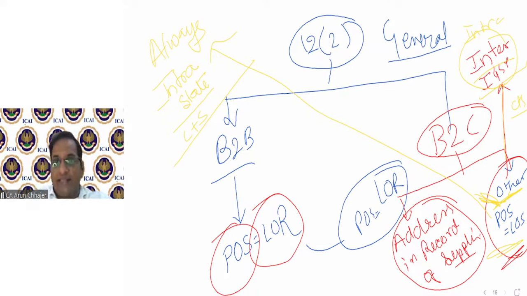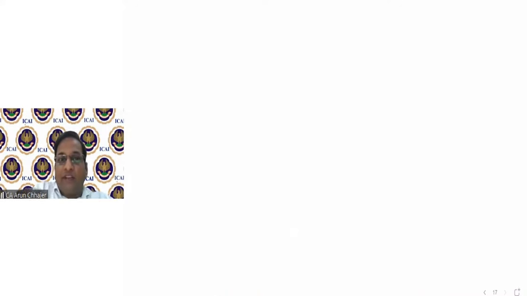The answer is yes, the statement is correct. It is correct because what is the definition of intrastate supply? When we say the supply is intra, it means the location of the supplier and the location of receipt, the place of supply, are both in the same state.